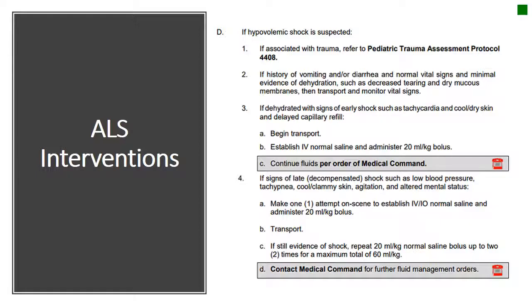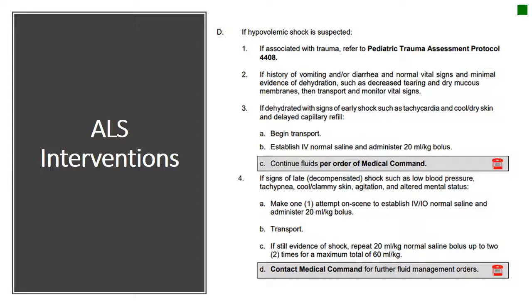If it's later signs of that, make only one attempt. So if they are decompensated and they have all the classic signs and symptoms of shock, of that altered mental status, pale, cool, diaphoretic, only make one attempt on seeing to get that IV or IO, and then rapid transport. So if they're in those dire straits, one IV attempt, get that IO in there because they need replenished quick.